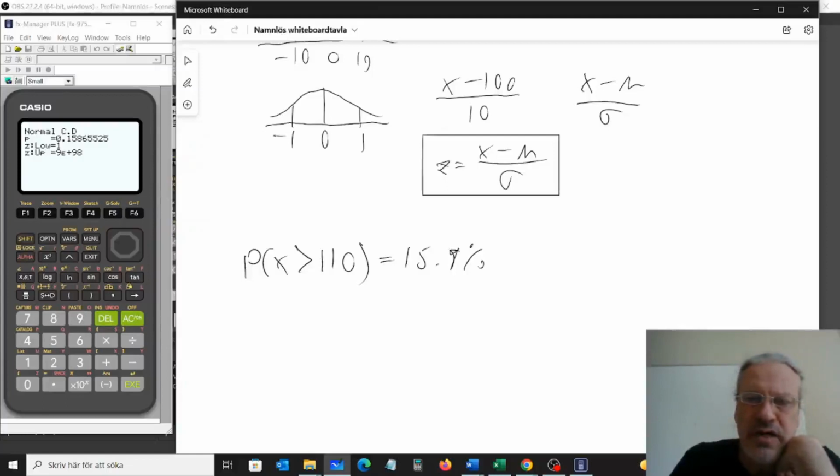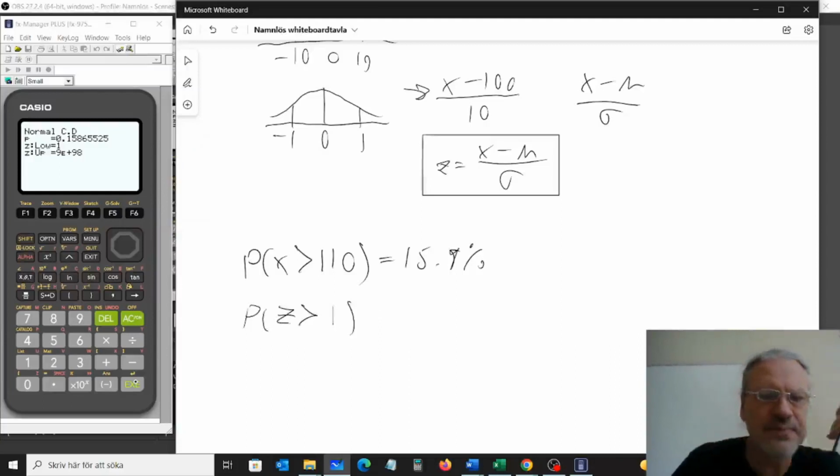But 110, if we do this calculation to make the standard normal distribution, was 1, right? 110 minus, so we look at this line here, right? 110 minus 100 is 10, divided by 10 is 1. So that should be the same as the probability that Z is larger than 1.